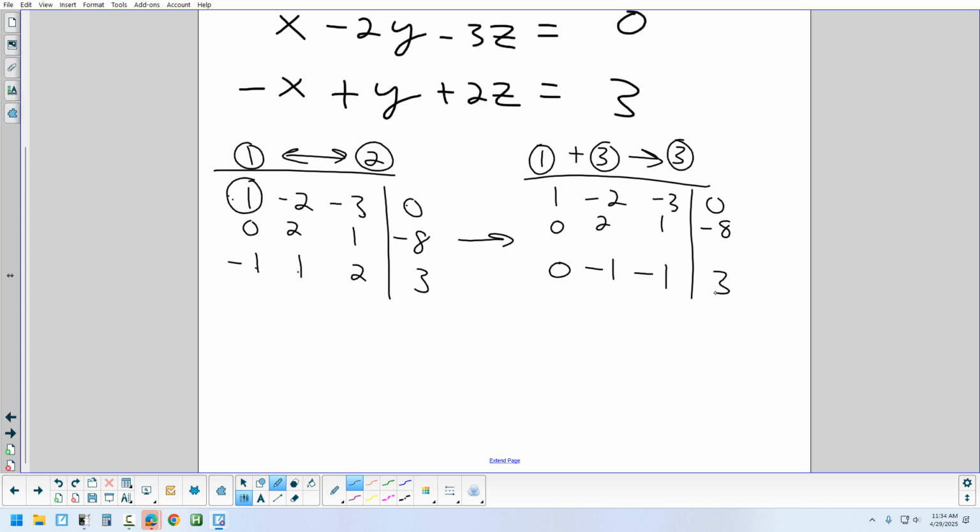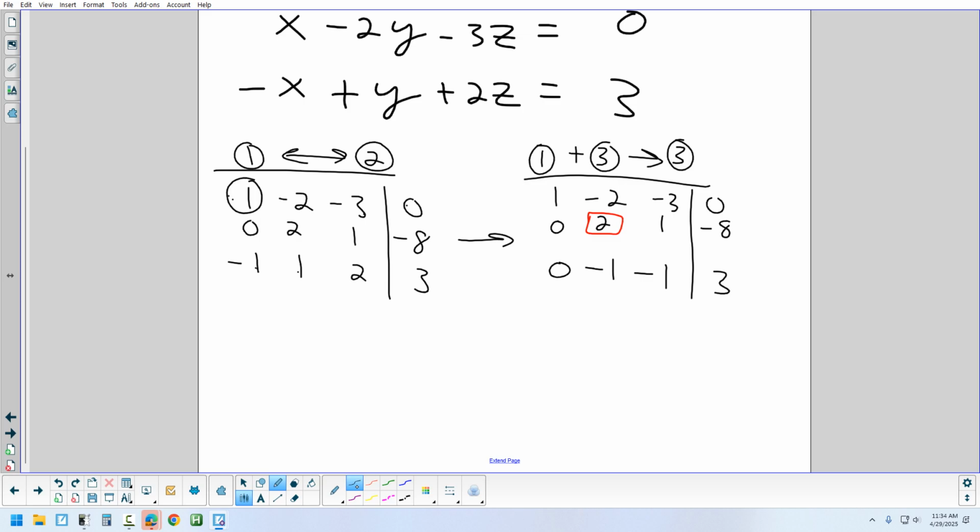What's the next element that I'm going to focus on? Row 2, column 2. What do I want that to be? 1. I want it to be a 1. Now I can't swap it with anything to make it a 1, so I'm going to have to do something different. Multiply by 1/2.